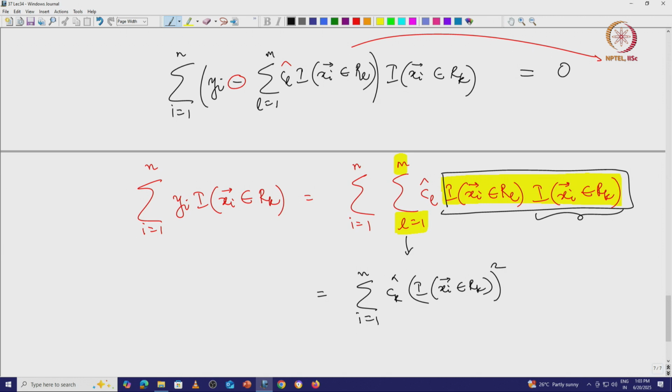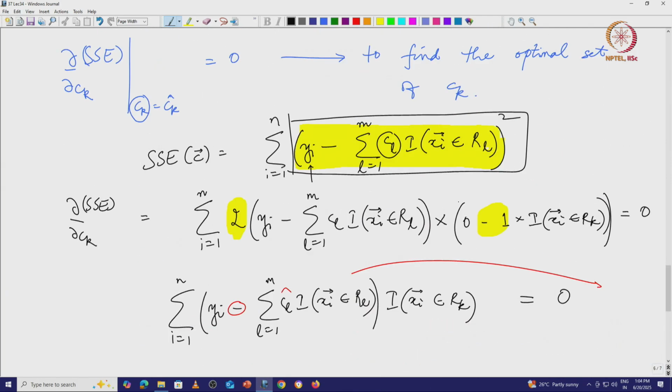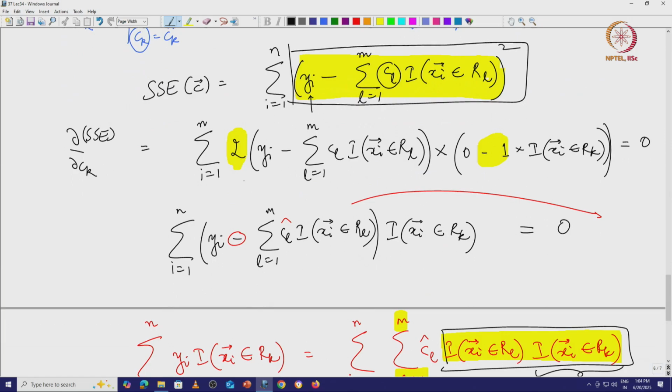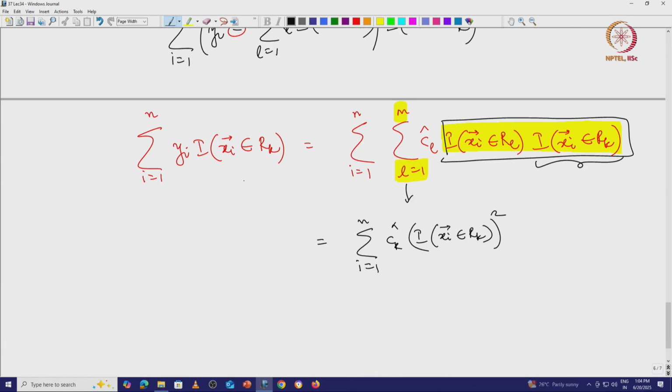and this indicator function is what is known as idempotent, right, because it is an operator which when squared becomes itself, because the indicator is as seen here either 1 or 0. If you square 1 you still get 1, if you square 0 you still get 0. So the indicator squared is simply the indicator itself, and this is called an idempotent operator or function. So i going from 1 to n Ck hat times the indicator function of xi belonging to Rk.